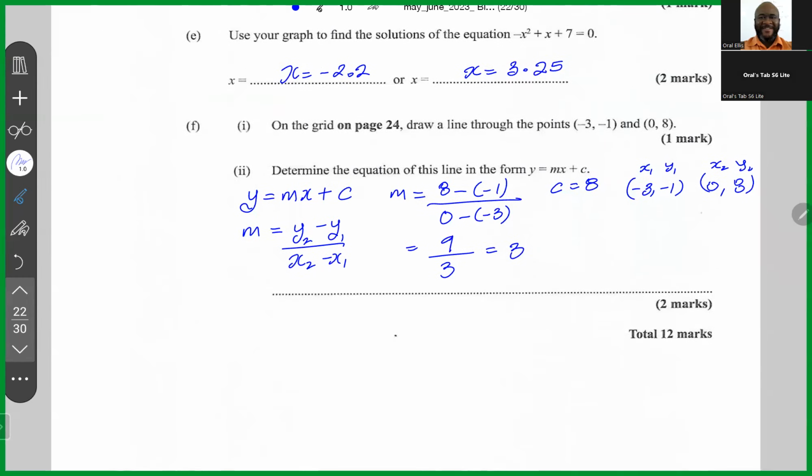So the equation of the line through -3, -1, and 0, 8 is y is equal to the gradient, which is positive 3, x plus the y-intercept, which is 8. So the equation of the straight line through -3, -1, and 0, 8 is y is equal to 3x plus 8.